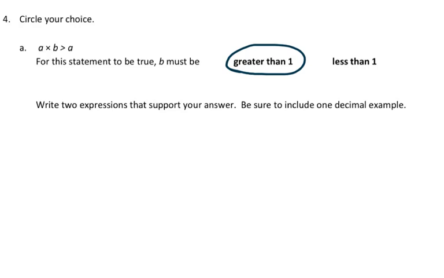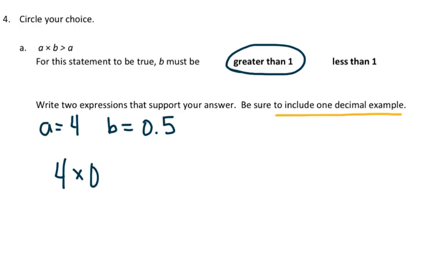Okay? And I'm going to show you some examples. And when they are allowing you to choose any decimal that you want, I always tell my students, you know what, use an easy decimal, something that's easy to do. So I'm going to start out with A is equal to 4, and B is equal to 0.5 or 5/10. So I have 4 times 5/10 is greater than 4.